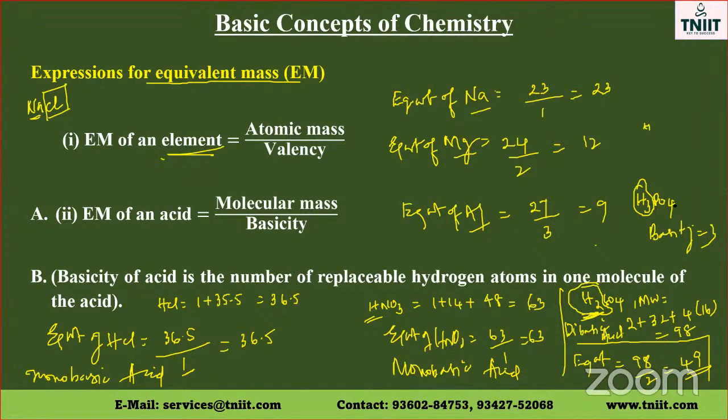For phosphoric acid, H3PO4, we have 3 replaceable hydrogen. Therefore, basicity is 3. It is called a tribasic acid. For a tribasic acid, the equivalent mass for phosphoric acid will be given by the formula molecular mass by 3.